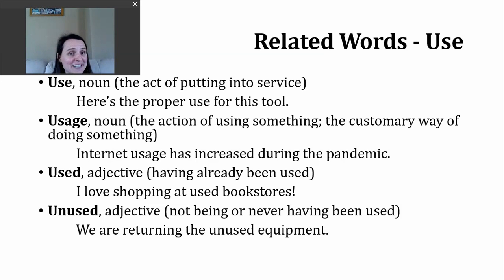Another adjective you might hear is unused. And remember, UN at the beginning of a word generally means not. So unused means not being or never having been used. So either something is not currently in use or it never has been. We are returning the unused equipment.